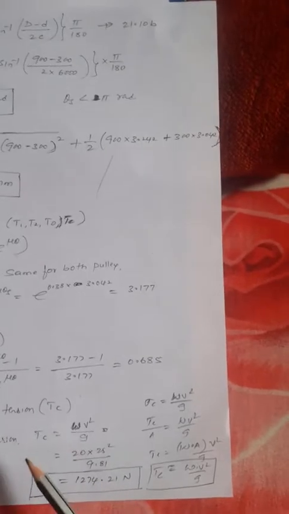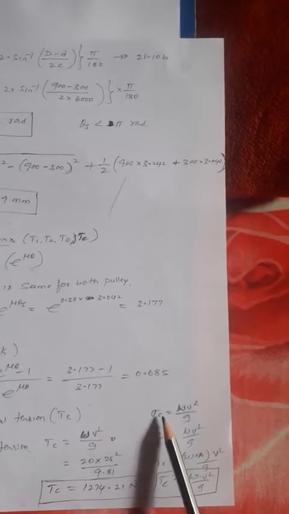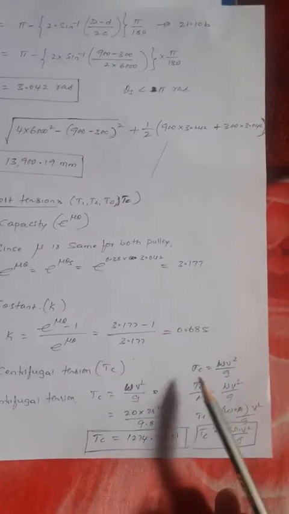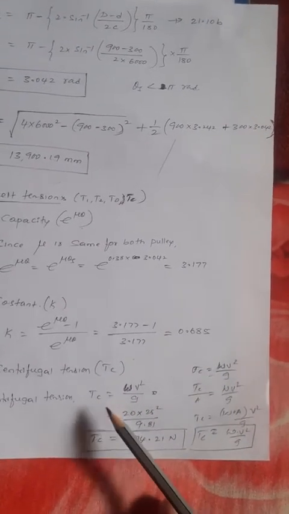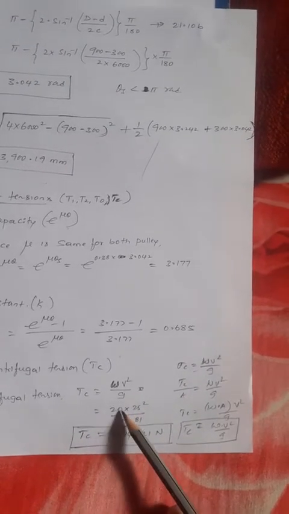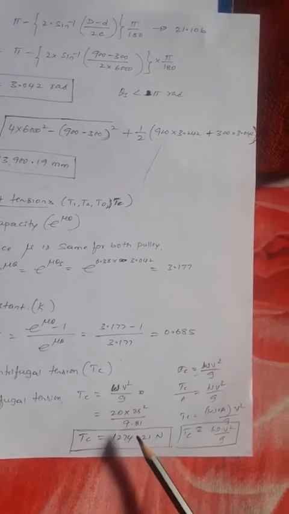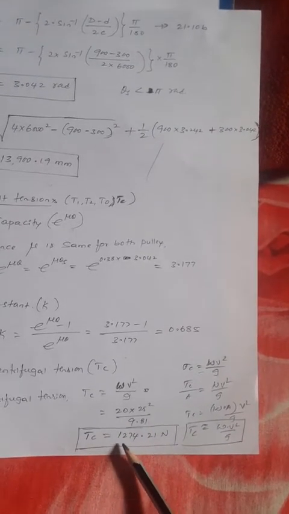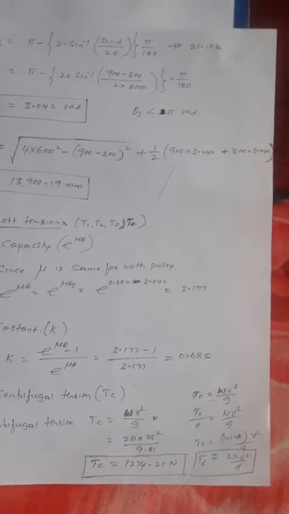That is here the centrifugal tension. This one is the centrifugal stress. So we just changed stress in terms of tension. Now we substitute w, the weight per unit length, 20, v is given, g is 9.81. Now we get Tc in terms of Newtons.